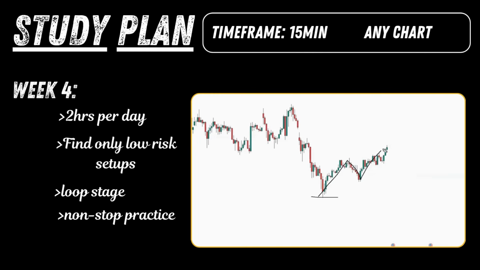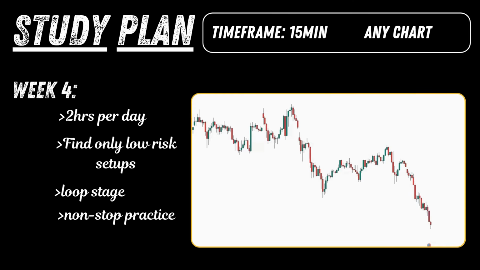Now week 4, your entire focus is identifying the low risk setups. All the low risk setups have been covered in the Elliott Wave Master Course. After you do this, the week 4 part we call a loop stage, meaning you have to do it over and over again.